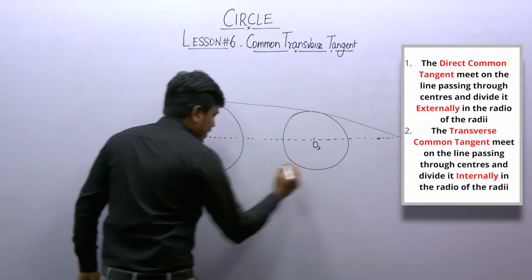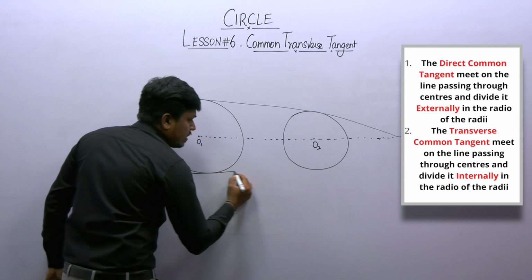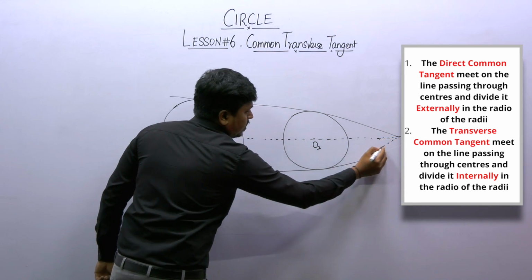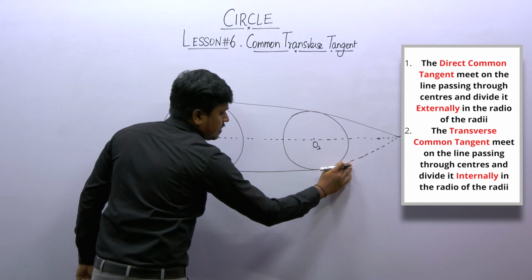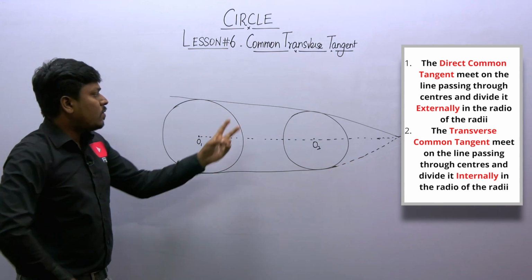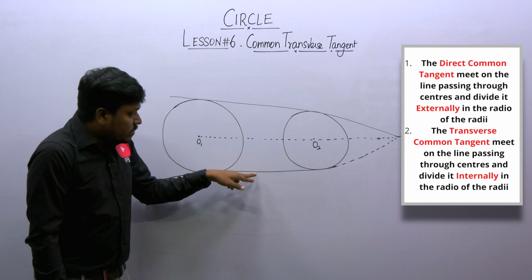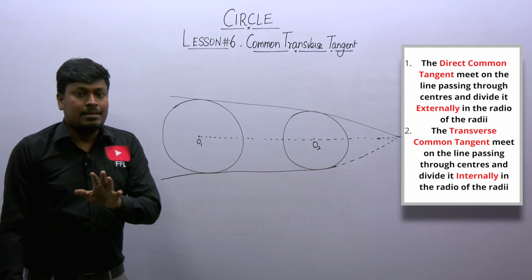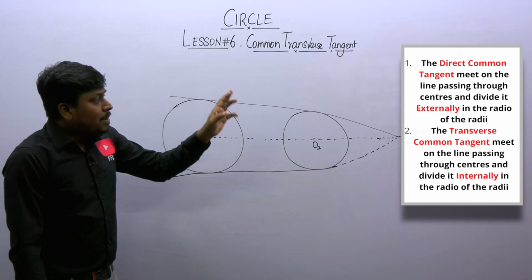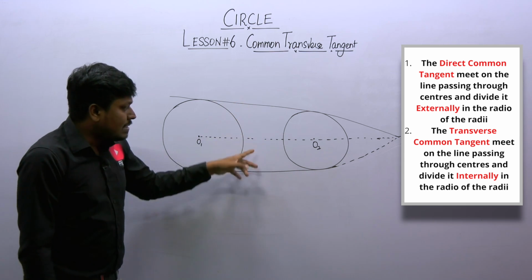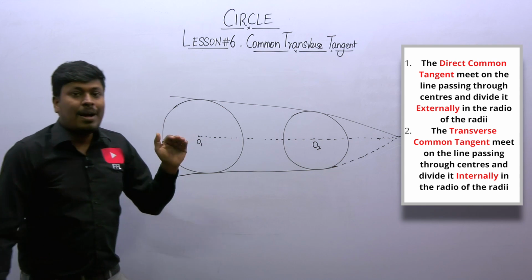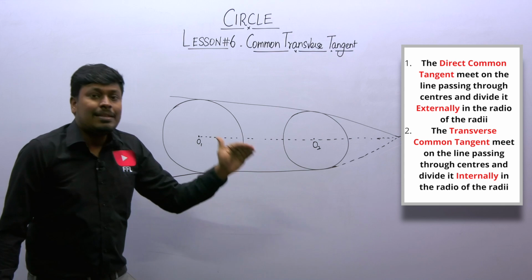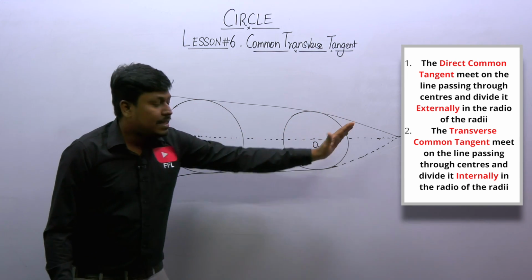Either you can draw a tangent like this or you can draw a tangent from the bottom, right? Both are same. So anyway, it is going to touch this point. So either you can draw a tangent at the top or else you can draw the tangent at the bottom. It is called as a common direct tangent. So what is the meaning of it? Meet on the line. So these tangents meet on the line passing through the centers, and remember that they meet externally, outside the circle.